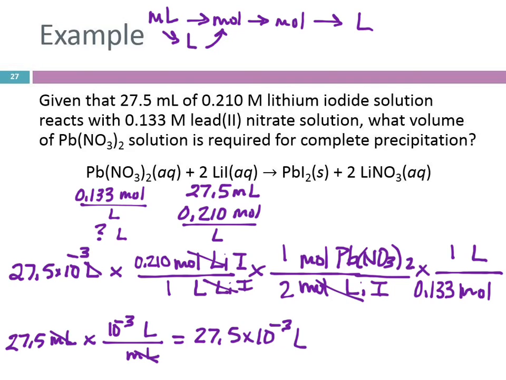27.5 EE minus 3. Even though that's not standard scientific notation, your calculator can handle it. Times 0.21 divided by 2 divided by 0.133 equals 0.0217 liters.